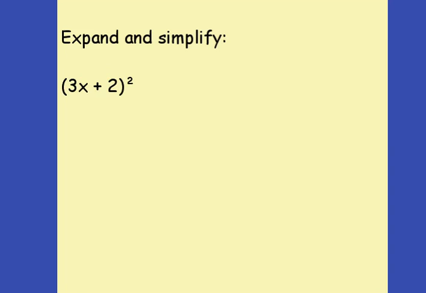So, can you just watch what I'm doing? Because it says squared, we actually need to write out the whole bracket twice. 3x plus 2 and 3x plus 2 again. Once you've done that, it's exactly the same as the ones we've just been doing, so I'm just going to run through it very quickly.